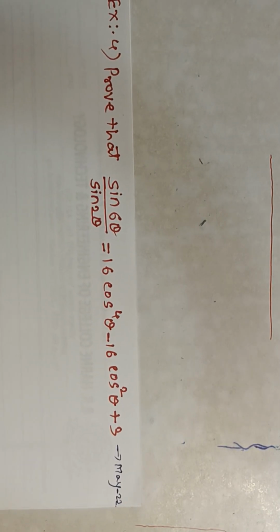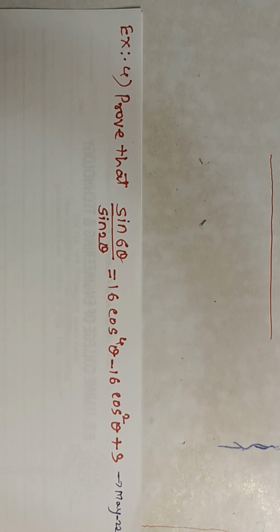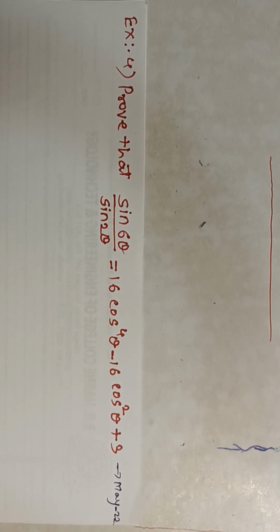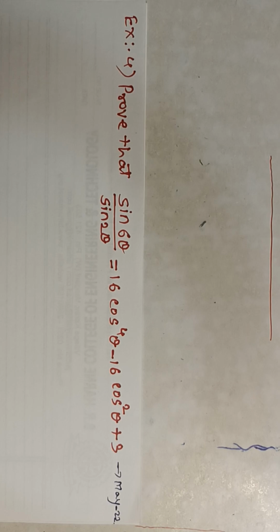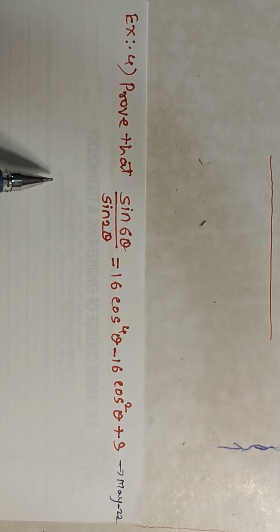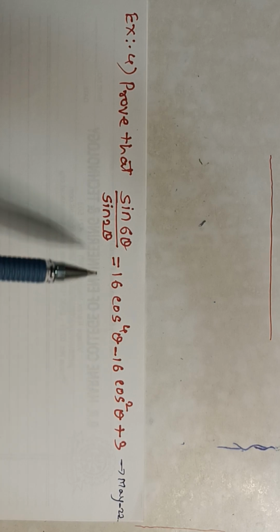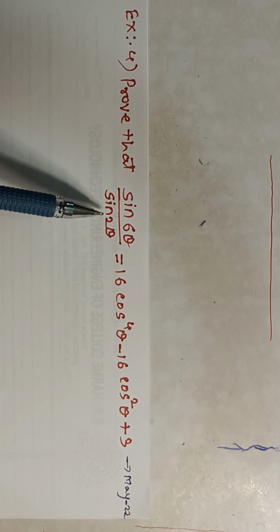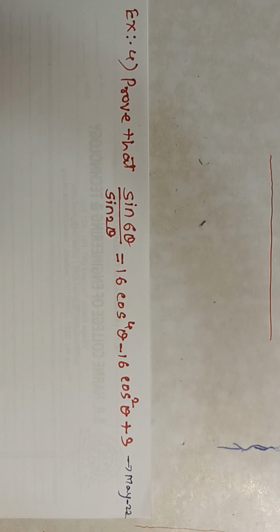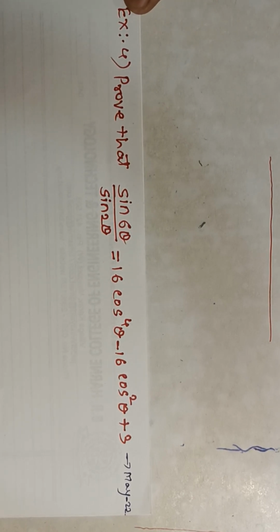Let us solve sum number 4. Yes, this one. Sum number 4. Here, prove that sin 6 theta upon sin 2 theta is equal to this one. Here, we have to take LHS and try to get RHS. So, solution for this.